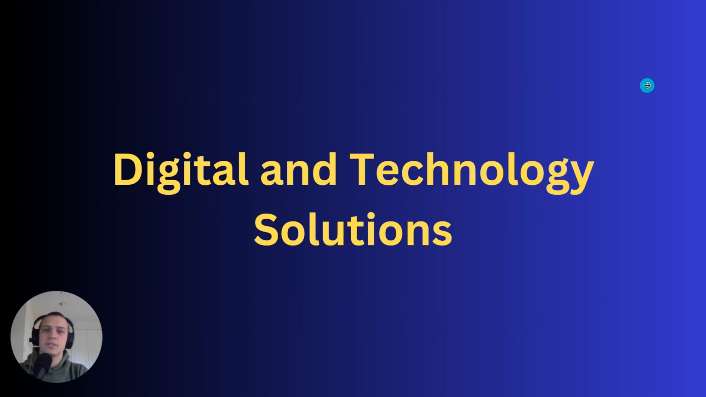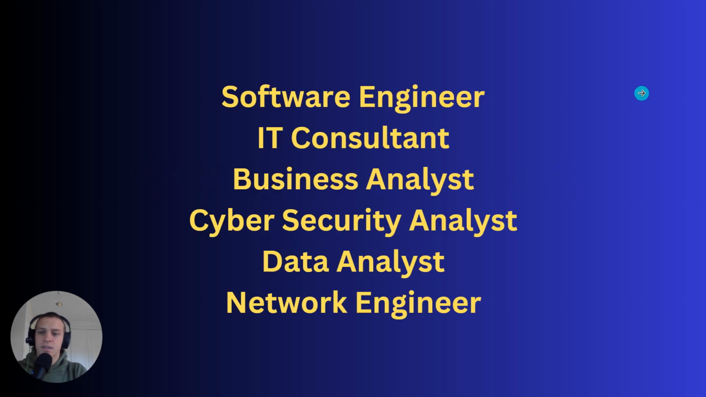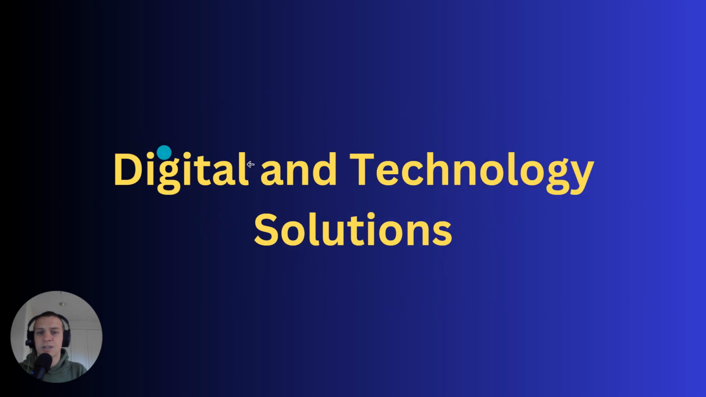Okay, so Digital and Technology Solutions is the go-to degree apprenticeship for all things computer science, software engineering, technology, that sort of thing. This is the degree apprenticeship you want to do if you're interested in that. There are actually 6 different pathways within Digital and Technology Solutions, so it is quite a broad path. These are the 6 roles: software engineer, IT consultant, business analyst, cybersecurity analyst, data analyst, and network engineer. You can go into a degree apprenticeship, work one of these roles in your full-time job, and then 20% of the time you're studying part-time towards a BSc in Digital and Technology Solutions.